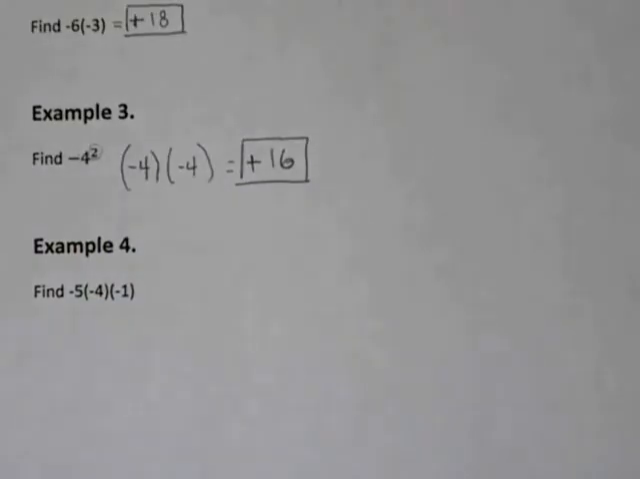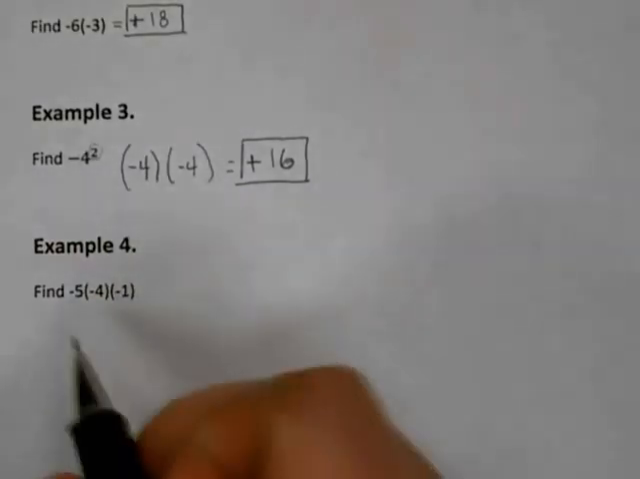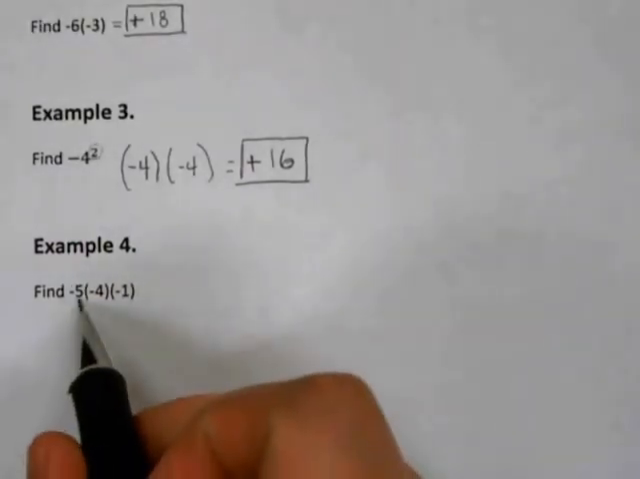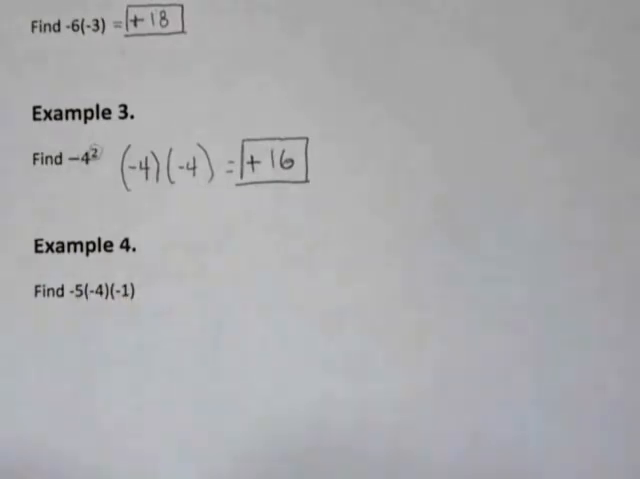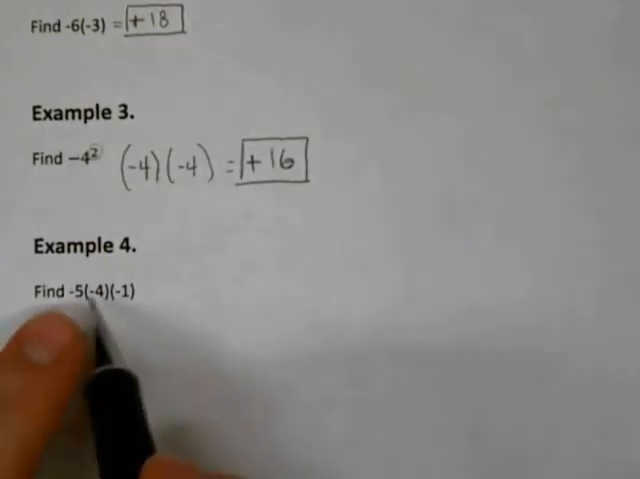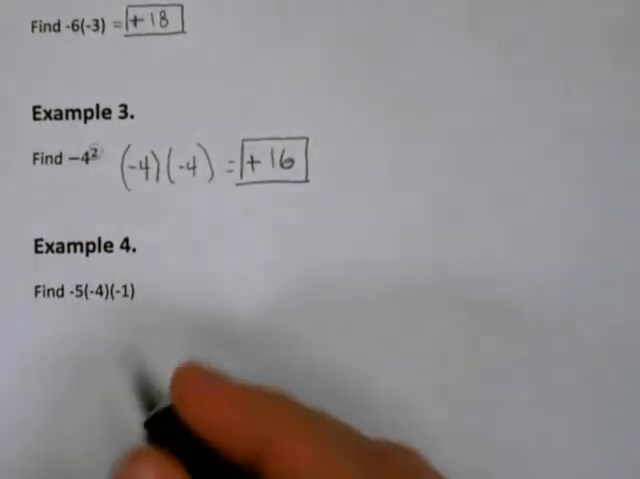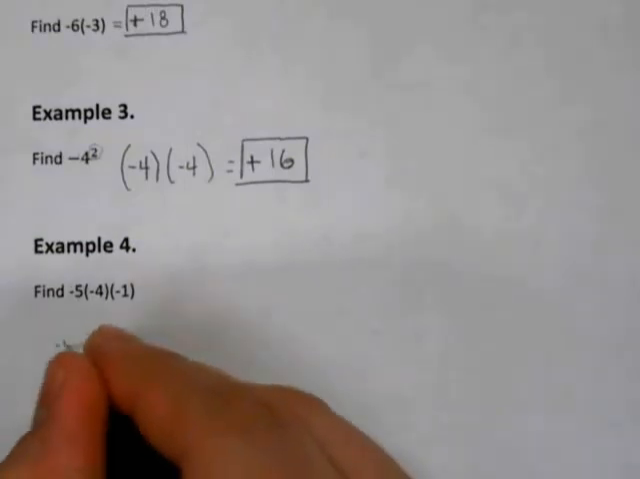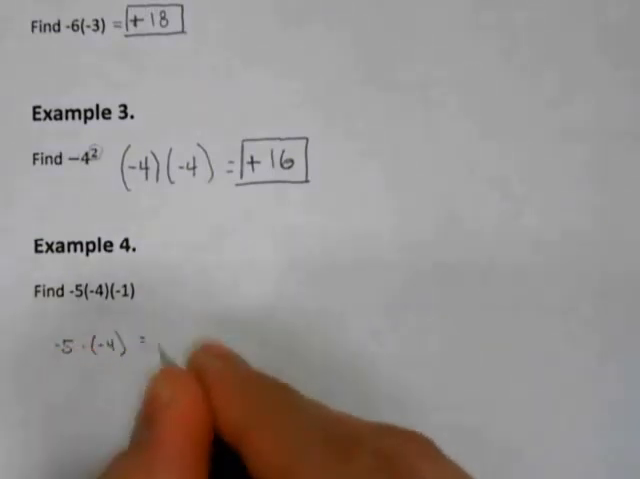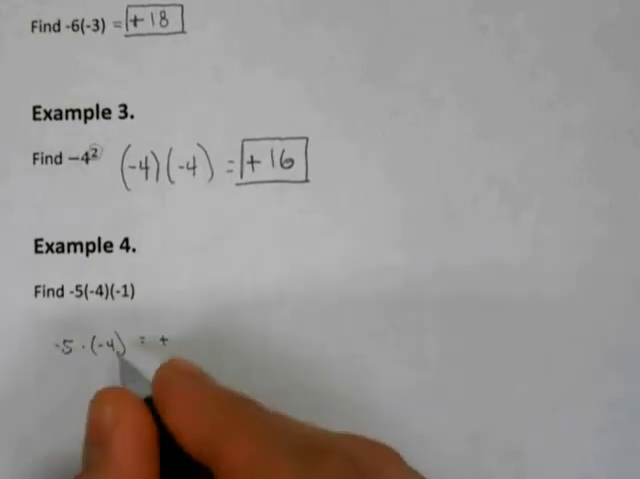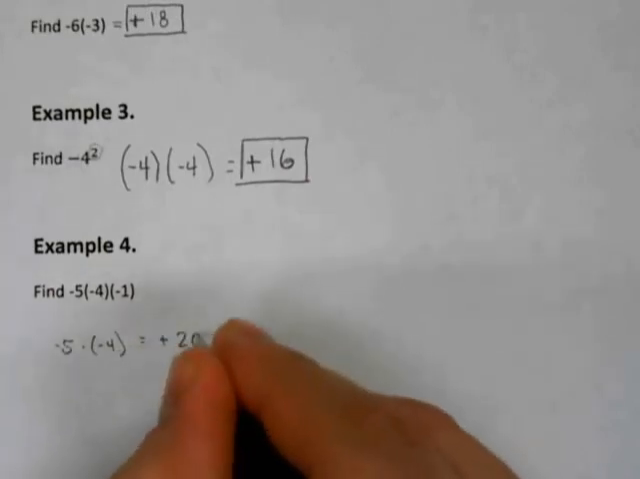All right, last example here. We now have 3 integers: negative 5 times a negative 4 times a negative 1. To do these, we just have to break it into smaller pieces. Let's do the first 2 first. Negative 5 times a negative 4. We know our answer is going to be positive. So 5 times 4 is 20, so we get a positive 20.